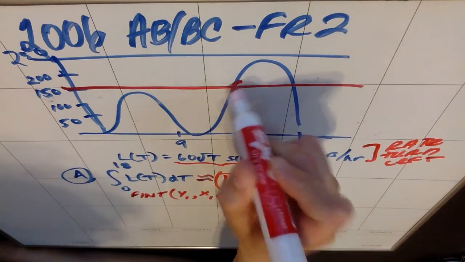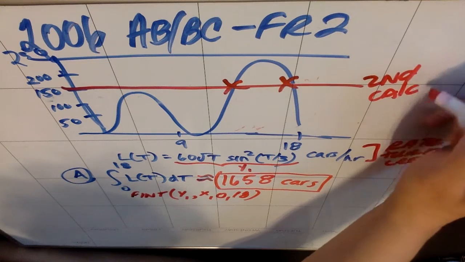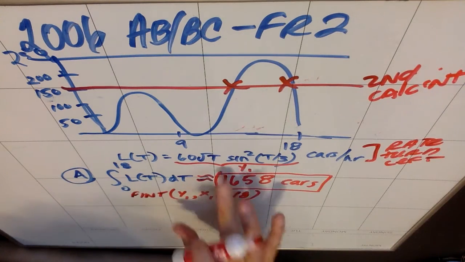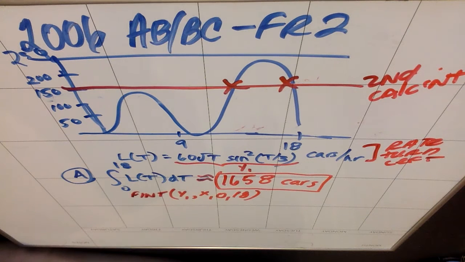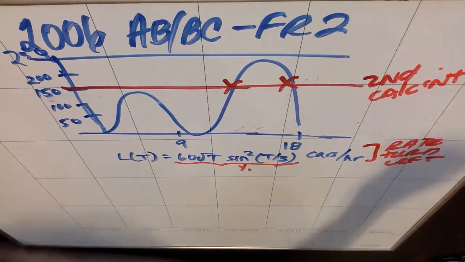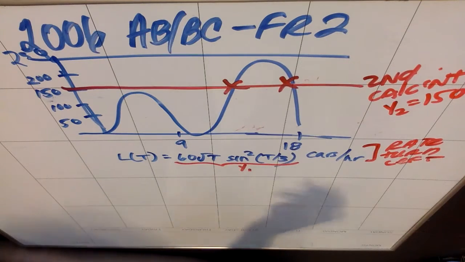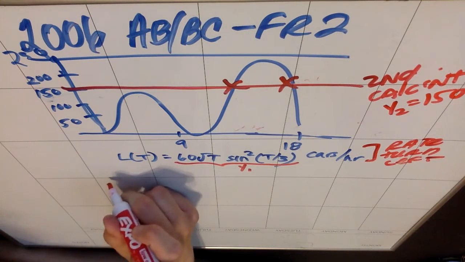So what we need to do is find what these two values are. So we have to do second calc intersect, or you have to do this thing minus 150 and second calc 0. It doesn't matter to me which of the ones you do, but you need to find those values. So you might want to put y2 as 150 and your y1 is the rate, and then you second calc intersect. When you do that, you're going to get two t values.